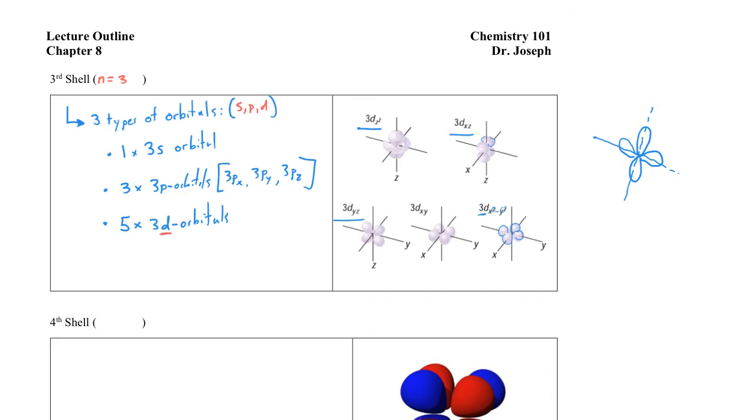So there's also this kind of funny looking one here. It looks like a toroid with a p orbital in the middle. So you have this sort of ring going around a p orbital.